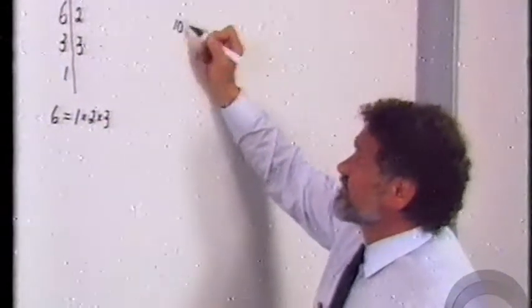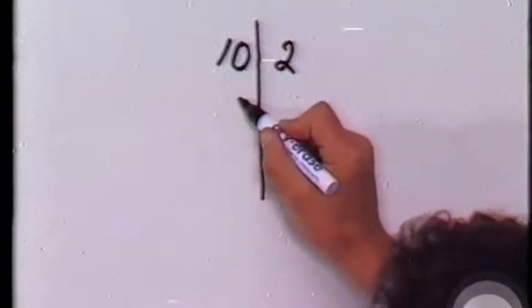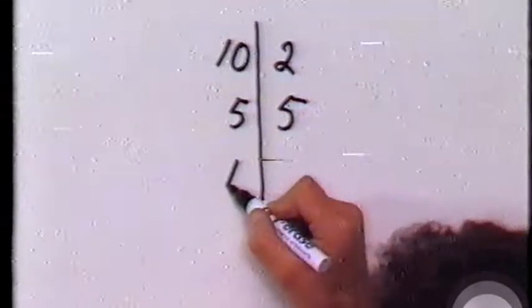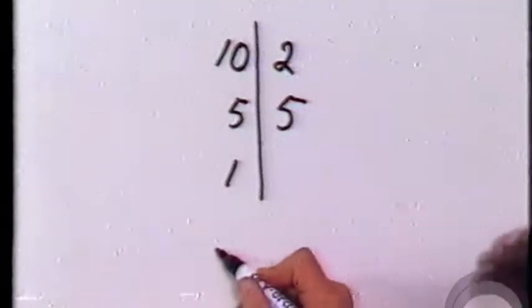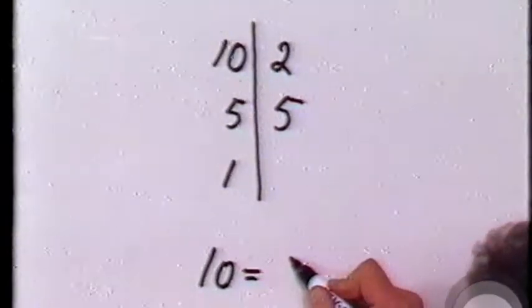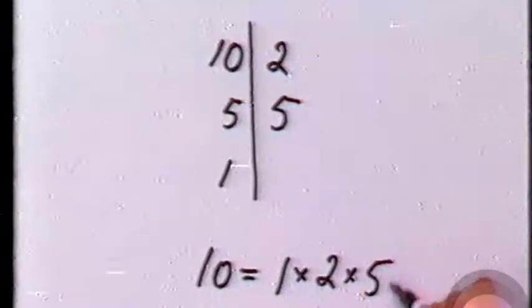Say 10. 10 is divisible by 2. That'll give us 5. 5 is divisible by 5, and that'll equal 1. So that means 10 is made up of the prime factors 1 times 2 times 5.